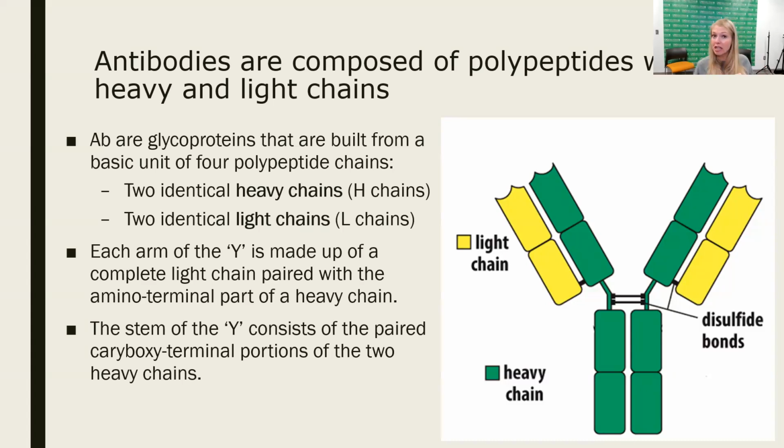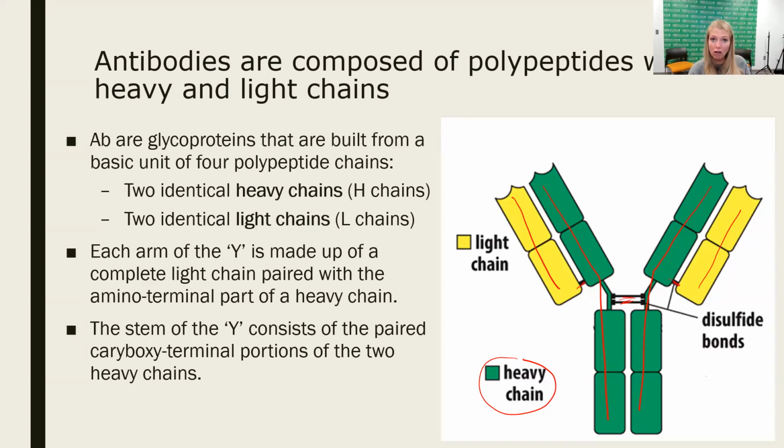The two heavy chains are going to be identical and they're going to be opposite of each other. So our heavy chains here are in green, and you can see there's one heavy chain, there's a second heavy chain. And then there's going to be two identical light chains, and they're going to attach just to a portion of the heavy chain. And so the Y, there's disulfide bonds then that connect these chains together.